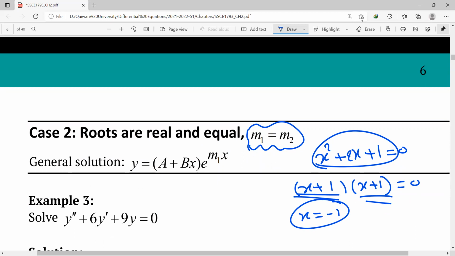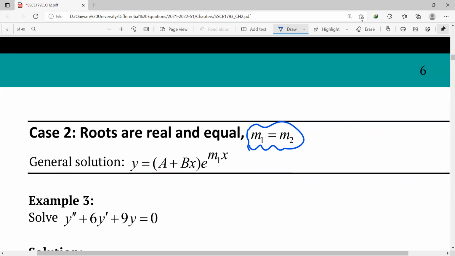So in this case, the general solution is of this form: y equals (A plus Bx) e to the power m1x or m2x, because m1 and m2 are both equal, or mx. This is the solution. If m1 equals m2, that means we get only one solution. How do you get m1 equals m2? If the term in the square root is 0. That means if b squared minus 4ac is 0, we get that m1 equals m2.